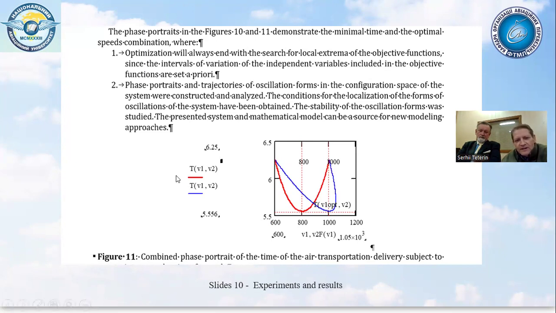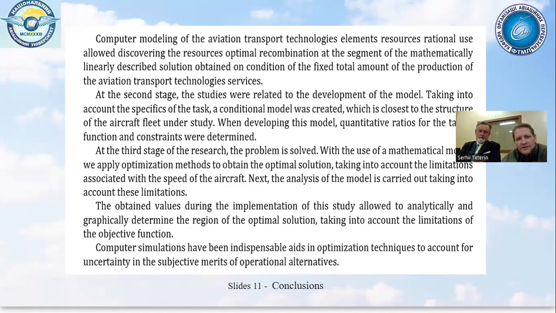So we may conclude here that the optimization procedure with the use of computer modeling makes it much easier to solve for optimal solutions. Computer simulation has been an indispensable aid, and it was provided at our laboratory. So this is the initial step in our research dedicated to optimization of transport technologies in aviation.